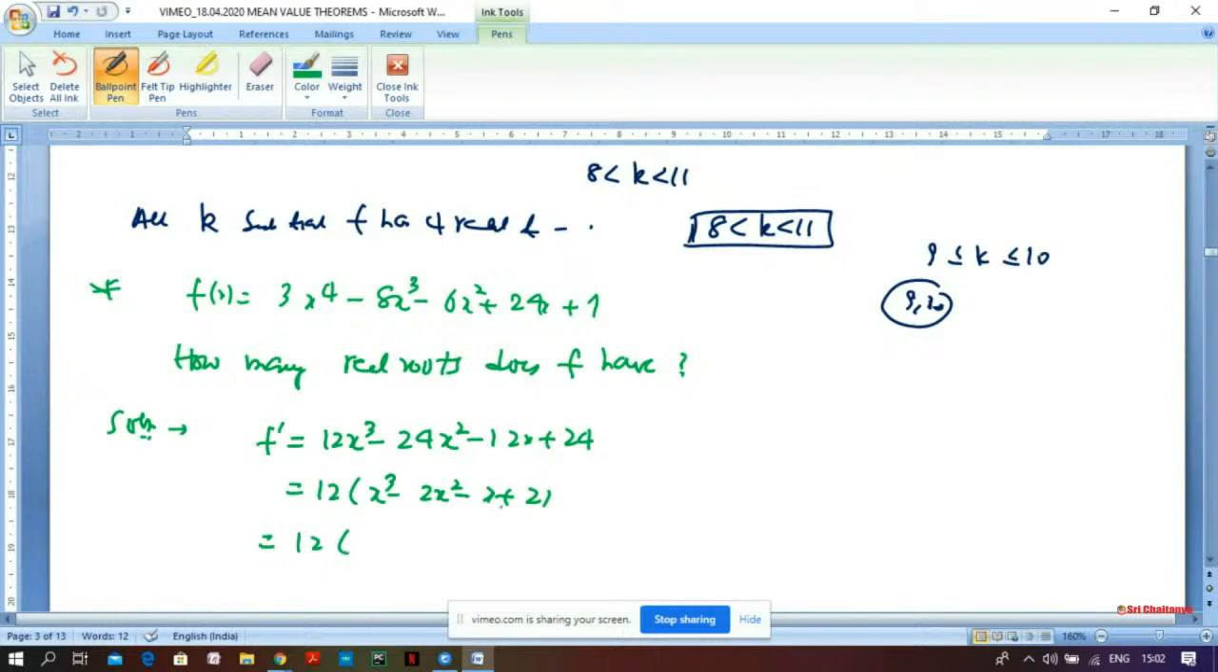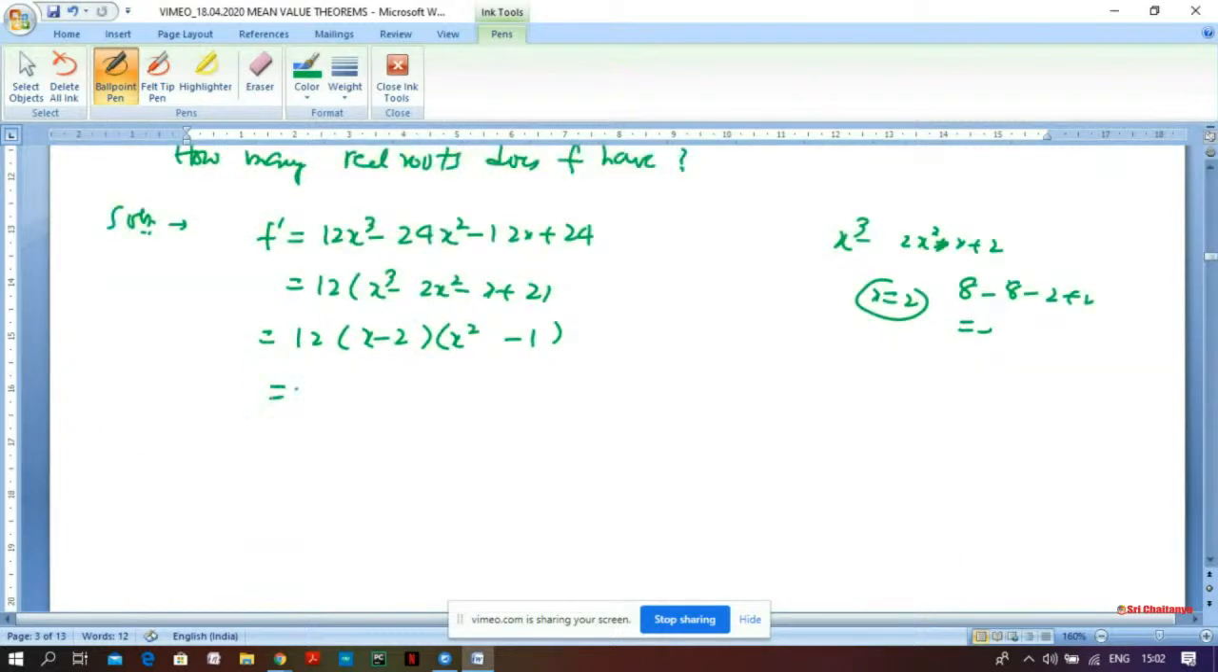You would find that this equation x cube minus 2x square minus x plus 2 has x equal to 2 as a root. You can verify: 8 minus 2 plus 2 (this is negative x), that becomes 0. So you'll find x minus 2, and the other factor I can write as x square minus 1, because already 2 square is here. So you factorize it like 12 (x minus 2)(x minus 1)(x plus 1).